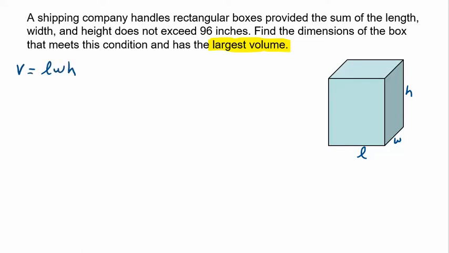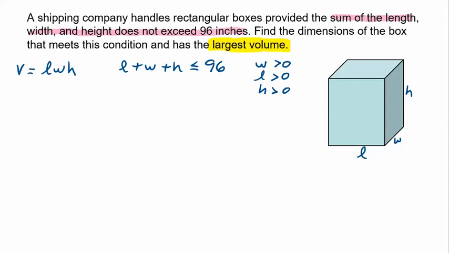Now we also have a criteria that the sum of the length, width, and height does not exceed 96 inches. So we need the length plus the width plus the height to be less than or equal to 96. Some other criteria that we might want to make note of is, because this is a real world problem, the width is going to be greater than 0, the length is going to be greater than 0, the height is going to be greater than 0. So we have this box. All right, so far so good.